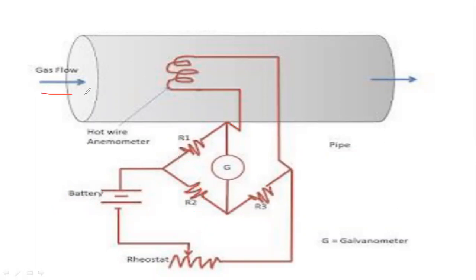You can see the pipe, and the gas flow is passing through this hot wire anemometer. Whenever the gas flow touches the anemometer, the temperature of the hot wire gradually decreases. With this temperature decrease, we can see galvanometer deflections. By these galvanometer deflections, we can calculate how much flow rate occurred on this device, using this setup.